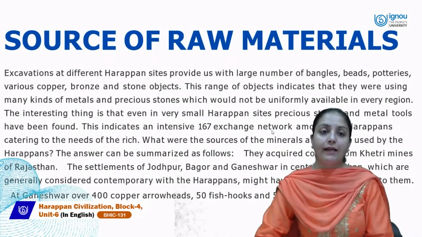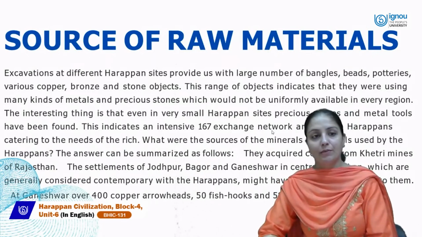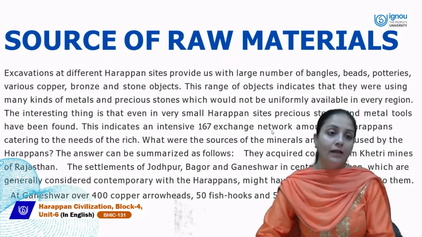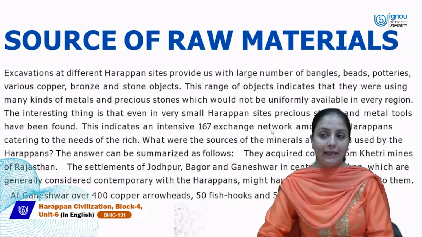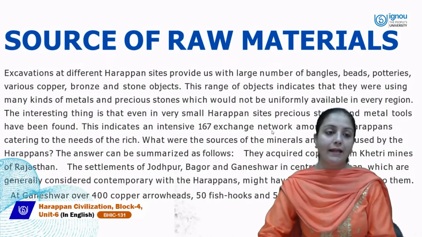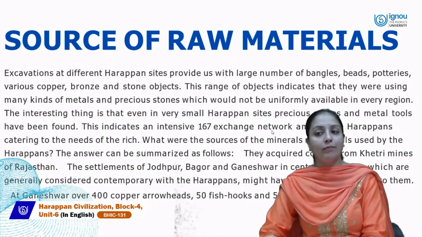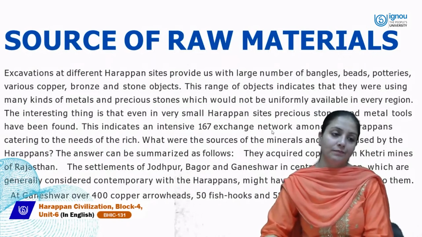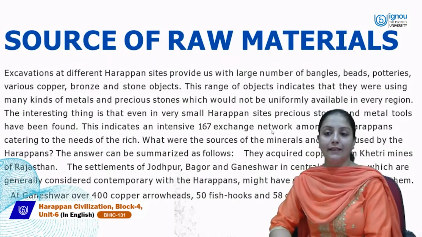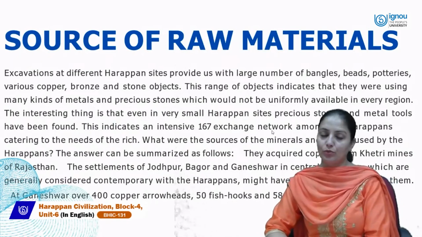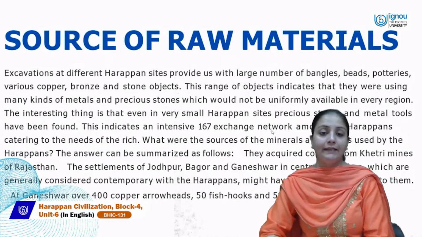Excavation at different Harappan sites provide us with a large number of bangles, beads, potteries, and various copper, bronze, and stone objects. This range of objects indicates that they were using many kinds of metals and precious stones, which would not be uniformly available in every region. The interesting thing is that even in very small Harappan sites, precious stones and metal tools have been found.